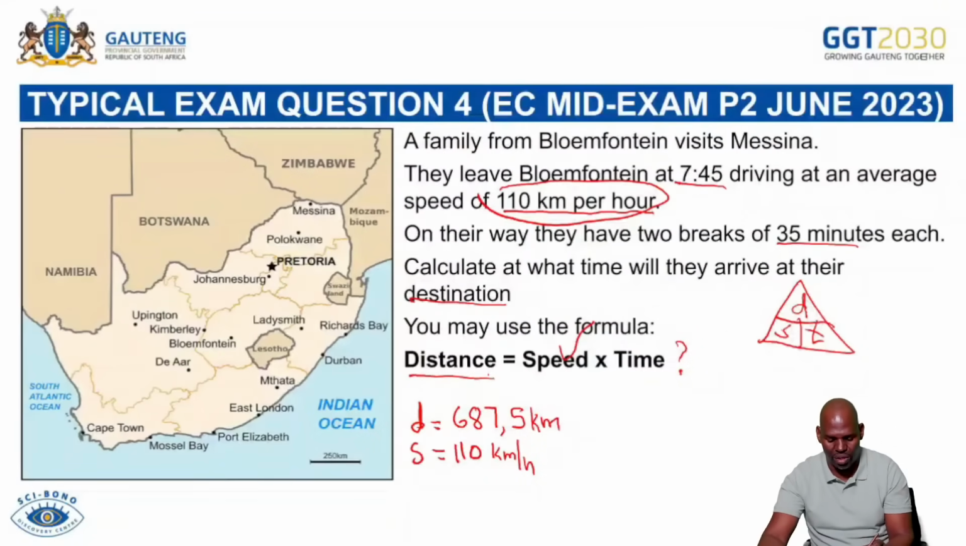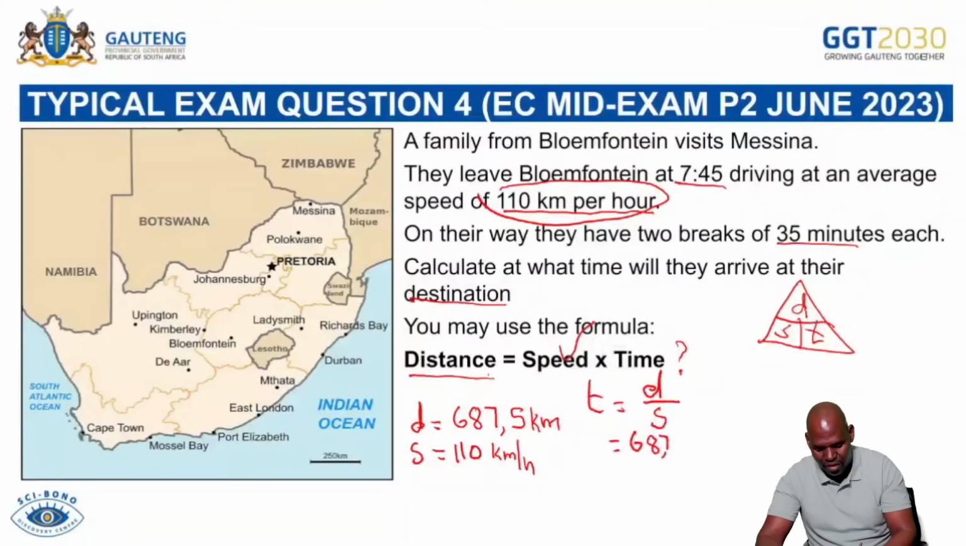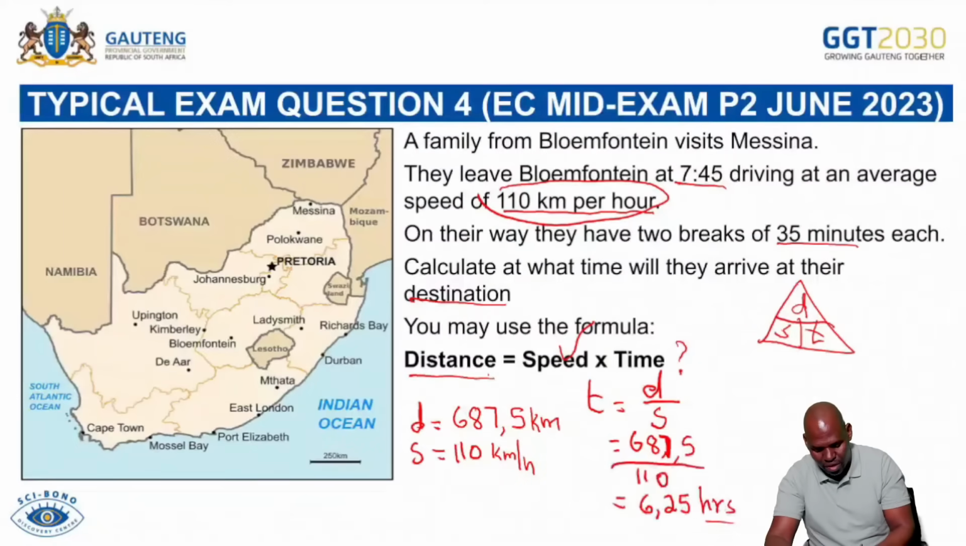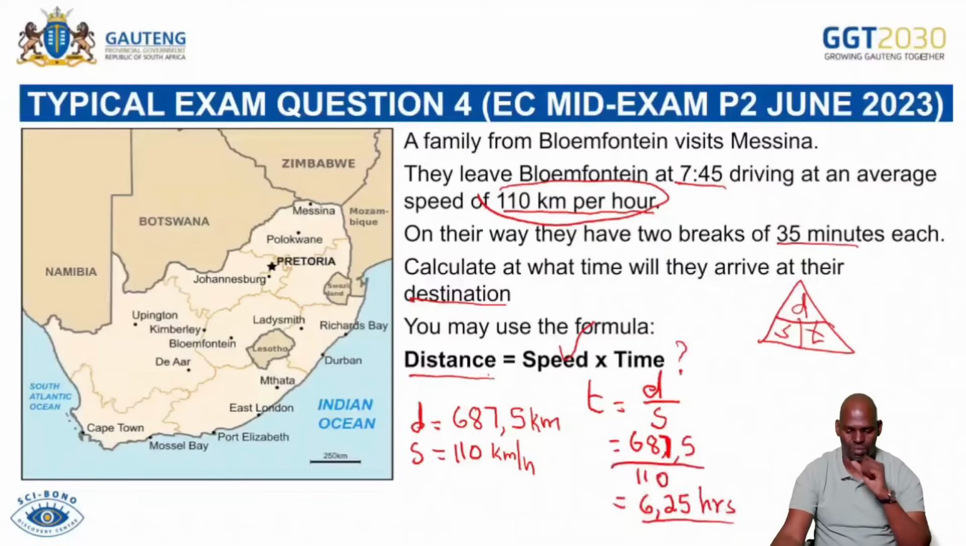So therefore, what are we calculating here? We need to calculate time. So our time will be distance over speed. Then when we do the substitution, our distance is 687,5 divided by 110. So if I take 687,5 and divide it by 110, then I get 6,25. And this time is now in hours. 6,25 hours.